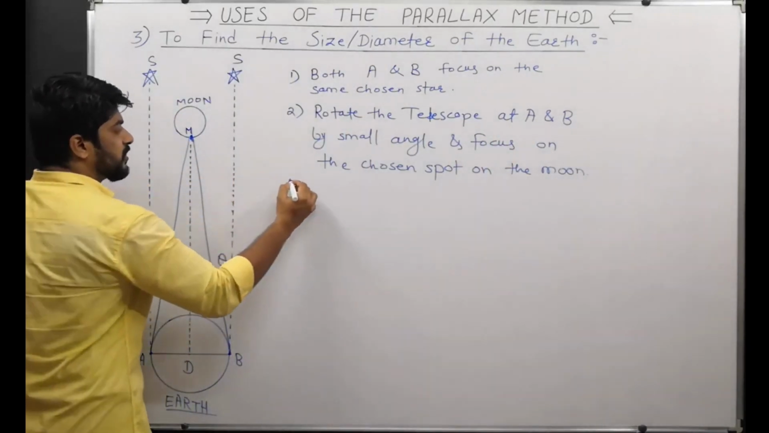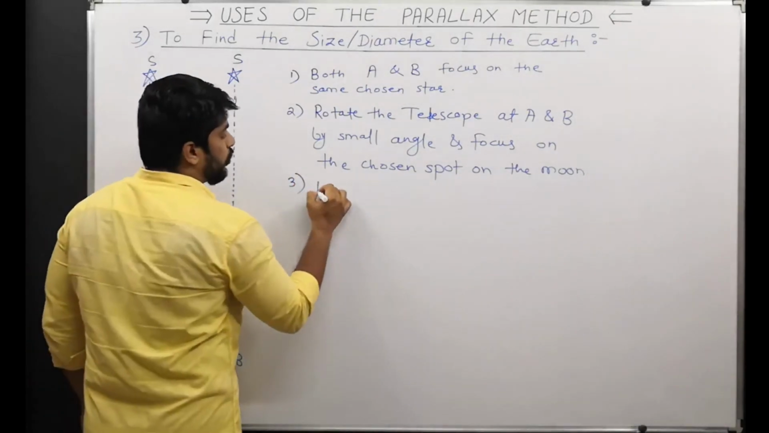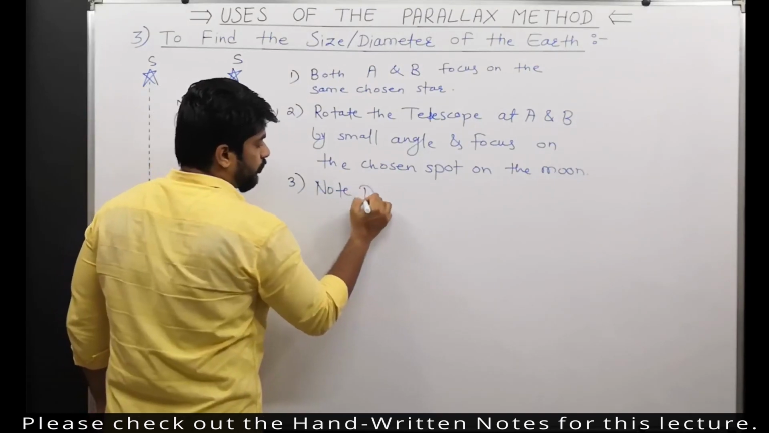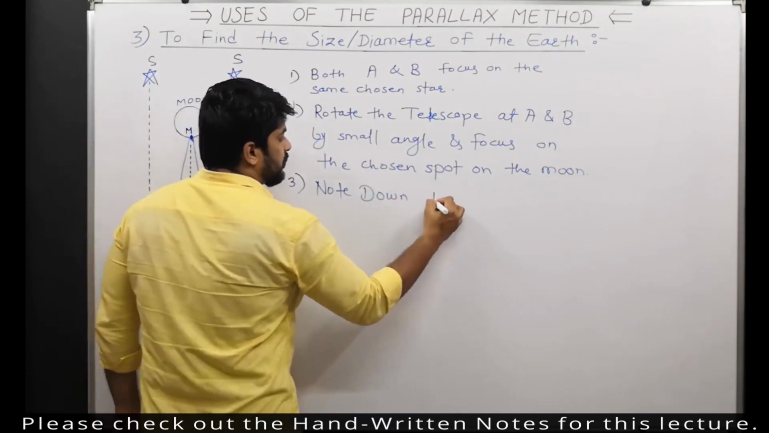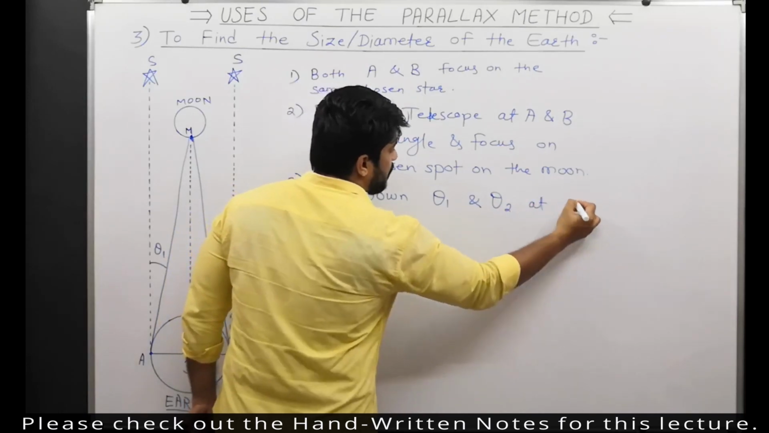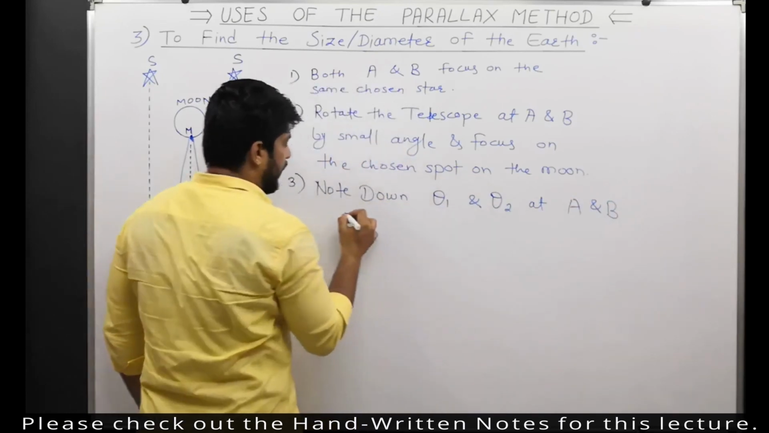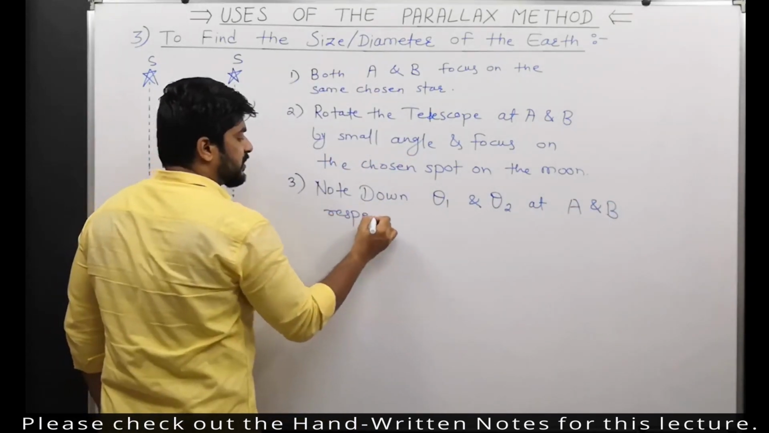Now, the third step would be to note down these angles, theta 1 and theta 2, at location A and B respectively. That is our third step.